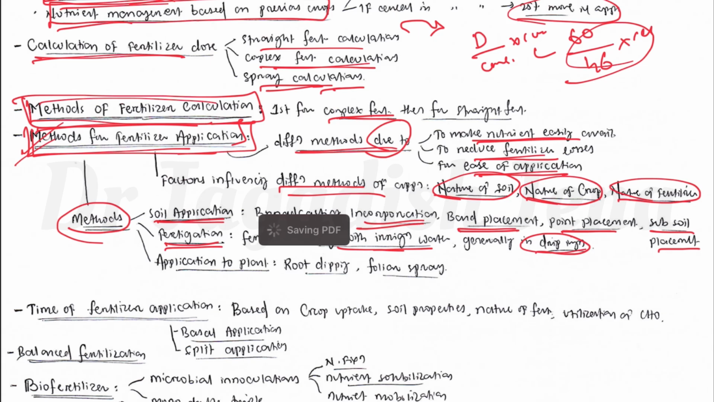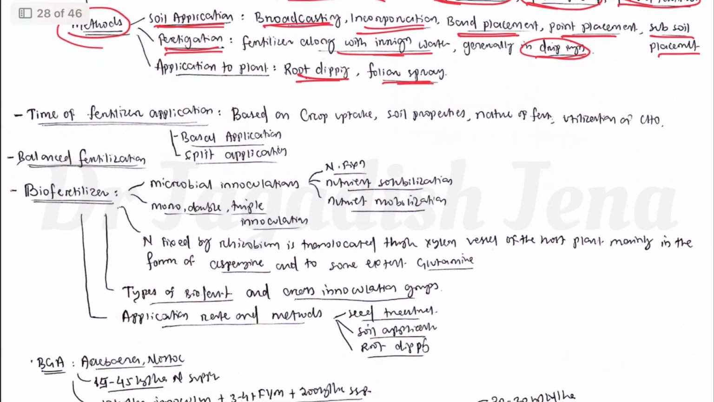Okay. Now application to the plant directly: root dipping and foliar spray also. Root dipping is basically recommended in the case of nursery raising, like in horticultural crops, and foliar spray, as I was mentioning, is mostly followed in micronutrient spraying.